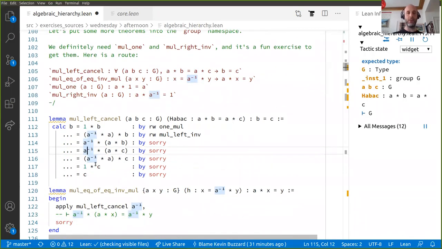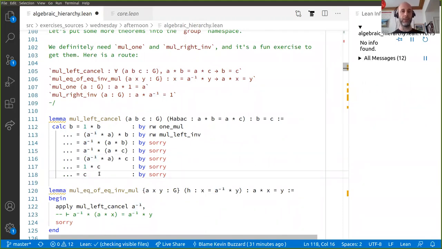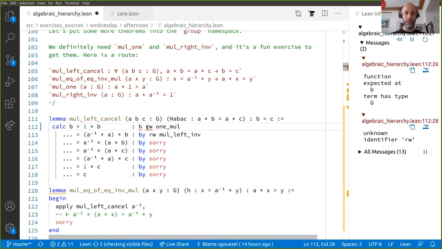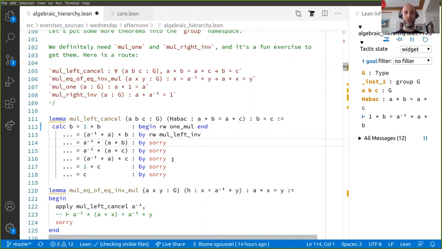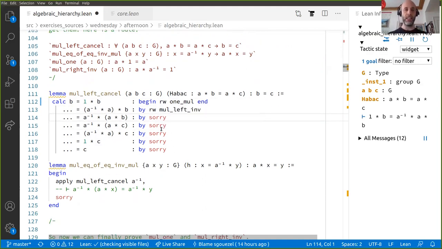And then you go back the other way, and that's the end of our proof. So I've left you to do that yourself. By means go back into the by, which is the same as begin end. I put by, but I could have put begin, rewrite 1 mull end there. And so I've left you to figure out what the rewrites are. Each one of these is solvable with one rewrite. And then we'll have proved mull left cancel, which is kind of key.